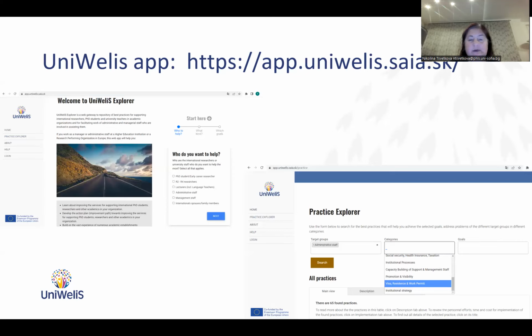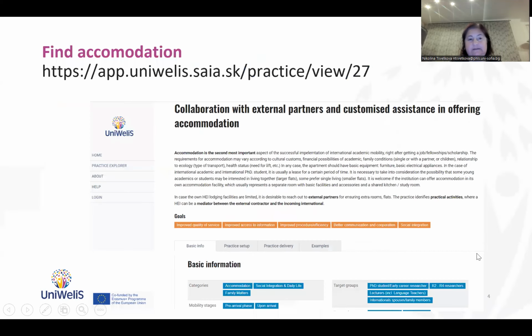This is what the Uniwellis Explorer looks like. And here you can see the search options by target groups, categories, and main goals of the practice. Now, the first practice, as we already said, is devoted to how to help researchers on the move to find appropriate accommodation.